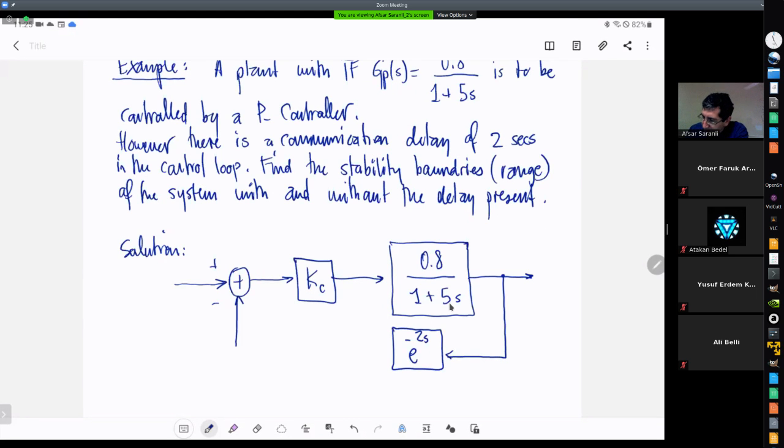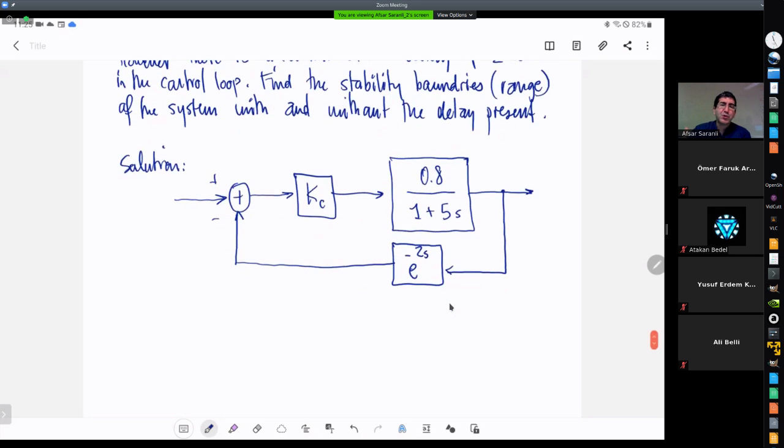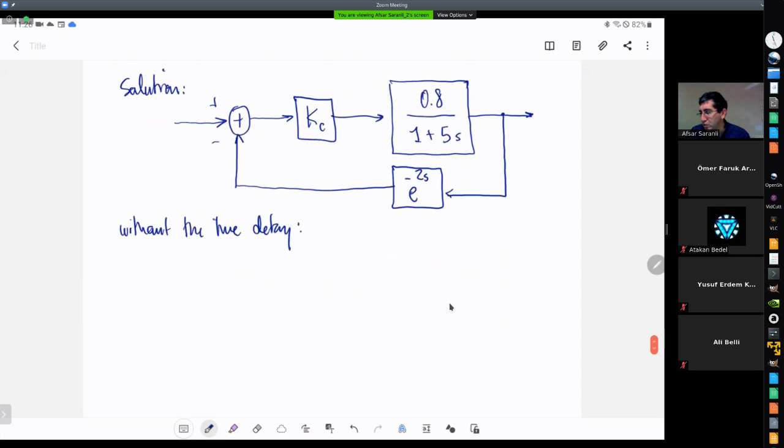It's going to affect the open loop poles and zeros of the system, and eventually it's going to have an effect on the closed loop poles and zeros of the system. The case without a time delay is very, very simple. Without the time delay, let me do this with the root locus. You have a single pole. Where is it? It is at minus 1 over 5.